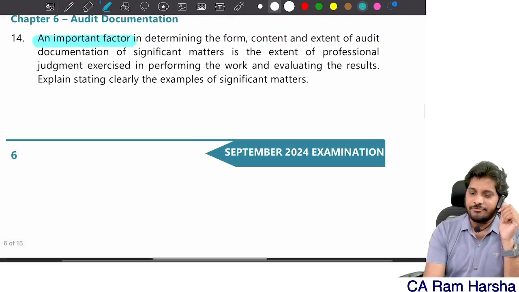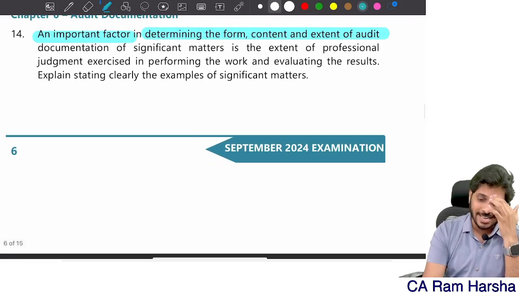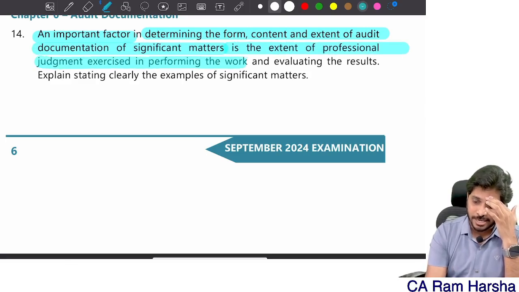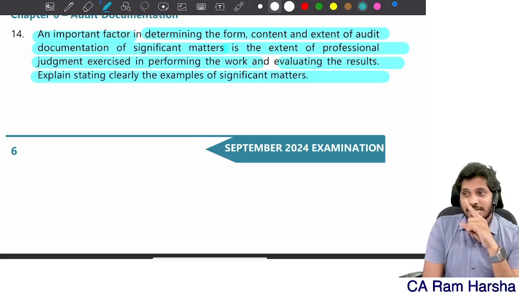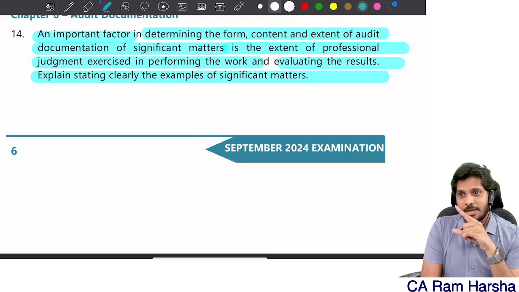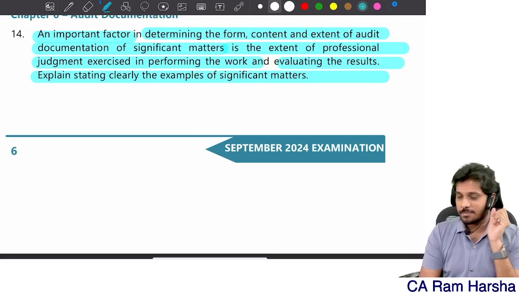An important factor in determining the form, content and extent of documentation of significant matters is the extent of professional judgment exercised in performance of the work and evaluating results. Explain clearly examples of significant matters in the documentation chapter. Last question: examples of significant matters.